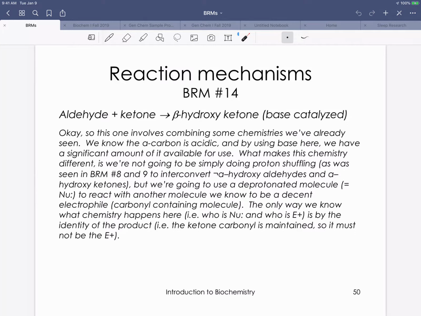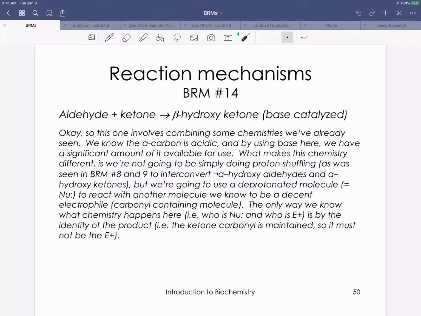But in this situation, what we're going to see is not kind of doing this sort of proton shuffling around to move where a carbonyl group is. We're actually going to use the enolate that we generate, that negatively charged intermediate, which again is going to allow that to be nucleophilic, to react with another molecule that we know to be electrophilic. So again, another carbonyl containing molecule.